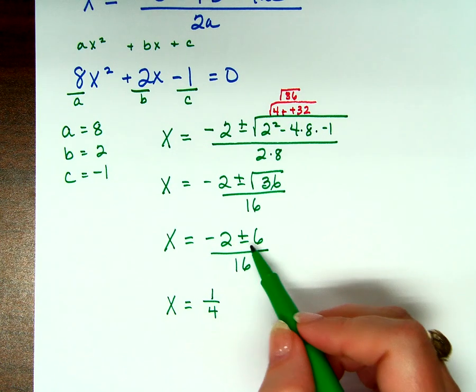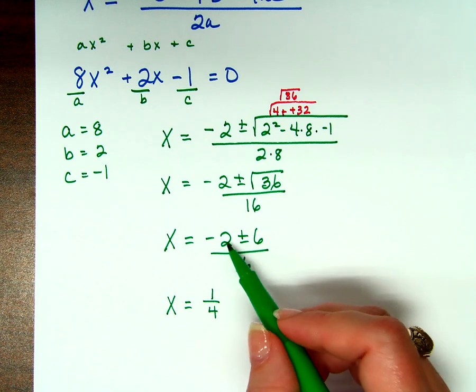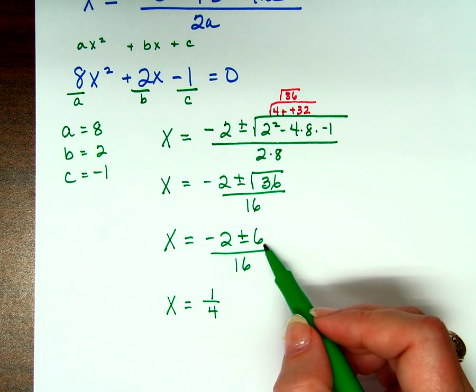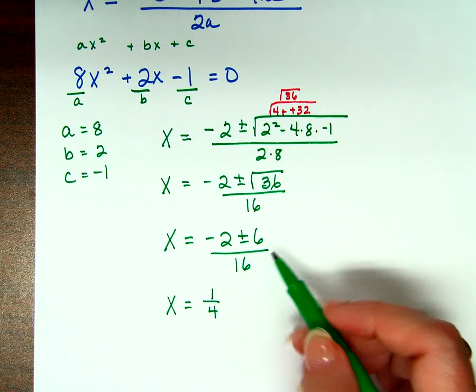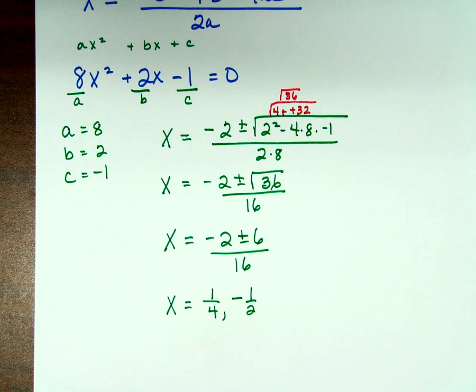What's negative 2 minus 6? Negative 8 divided by 16? Negative 1/2. Perfect. Thank you. Everybody okay? So these are my two solutions, right?